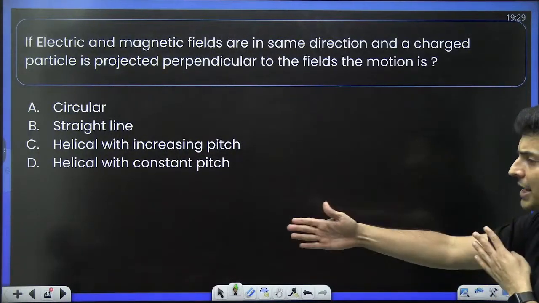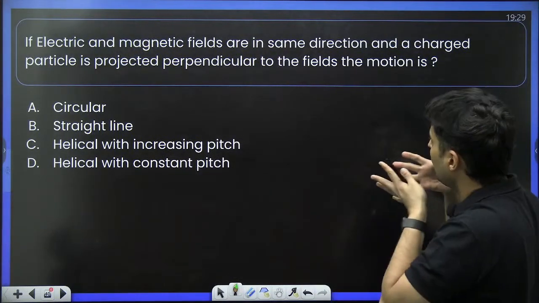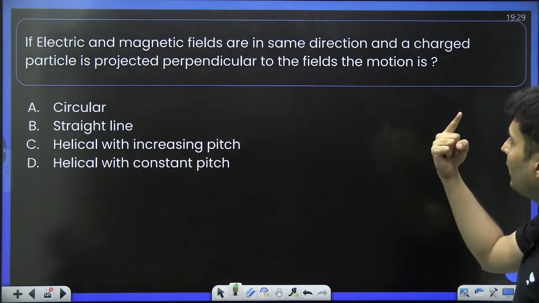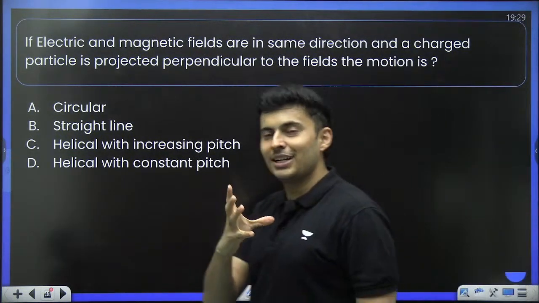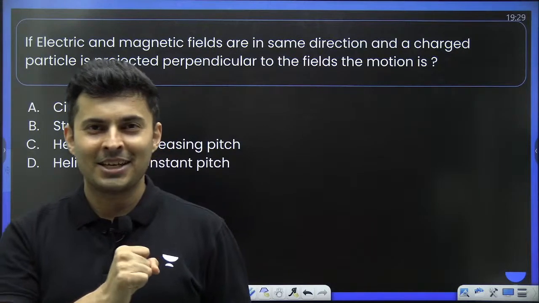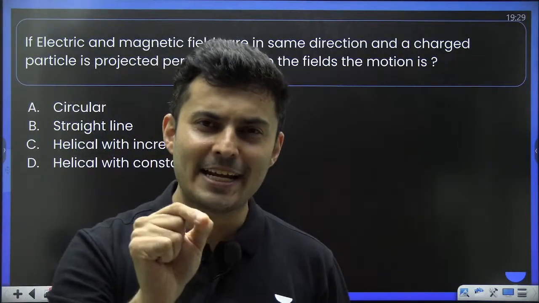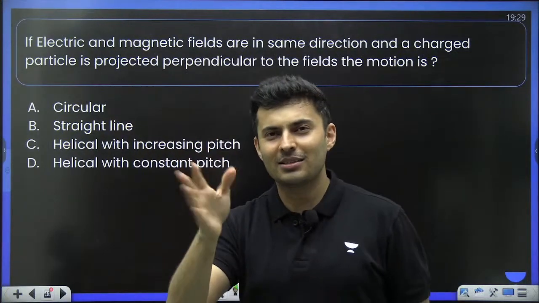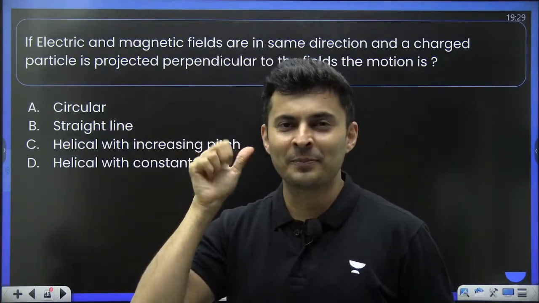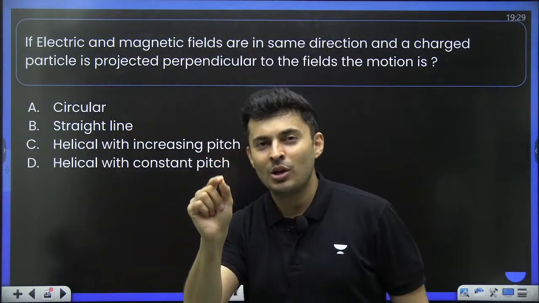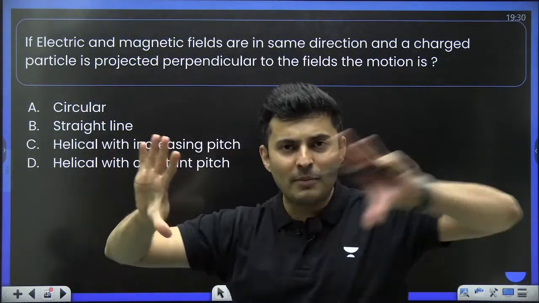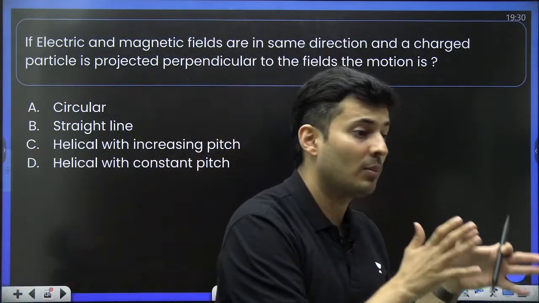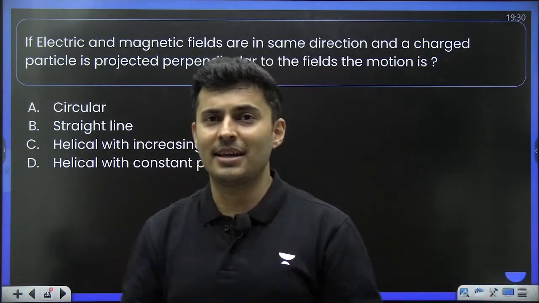If the electric and the magnetic fields are in the same direction and a charged particle is thrown perpendicular to the field, then how do you think is the motion? You need some bit of creativity and intelligence over here to solve this. Not much of equations. There is no equation as such which is required. You just draw the diagram. Treat electric field separate, magnetic field separate. Think what will happen because of magnetic field. Think what will happen because of electric field. I think you will get the answer.